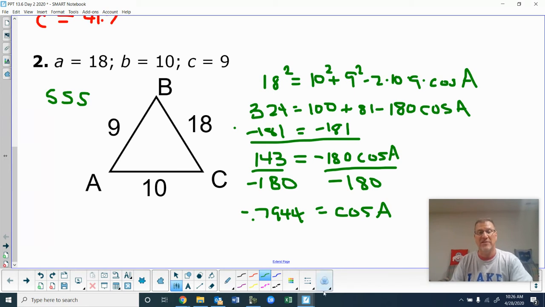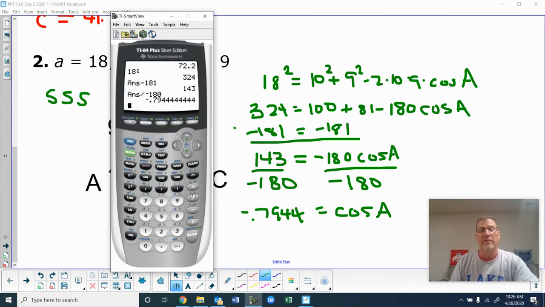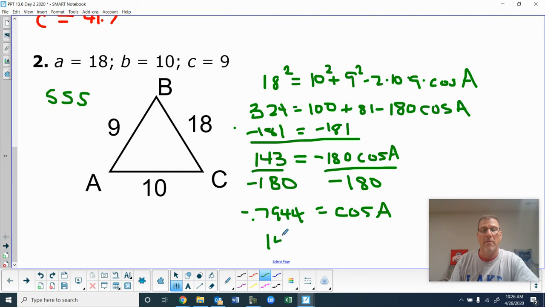So I have to do inverse cosine to find the angle. All right, so I go second cosine, second answer, and I get 142.6 degrees to the nearest tenth. That's angle A. All right, and again, it doesn't look like an obtuse angle on my picture, but that's okay.